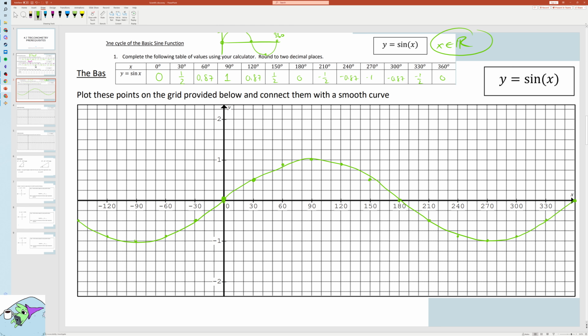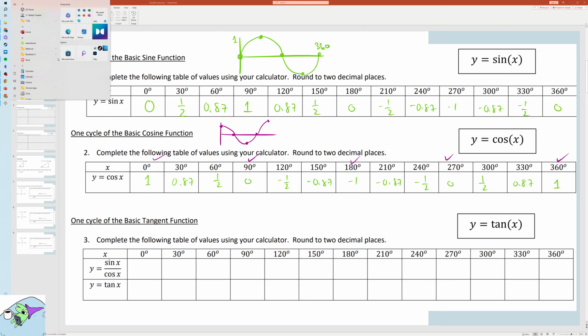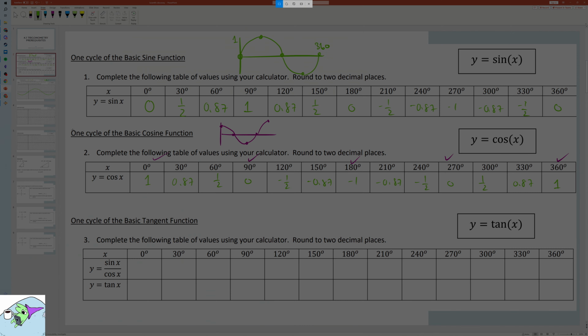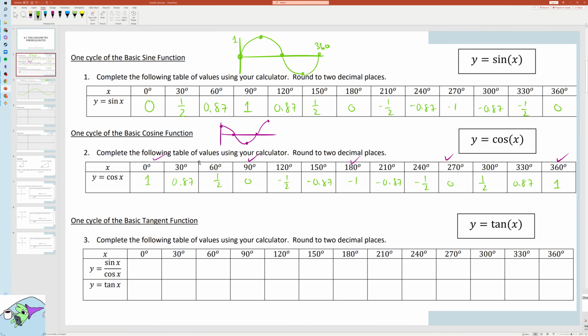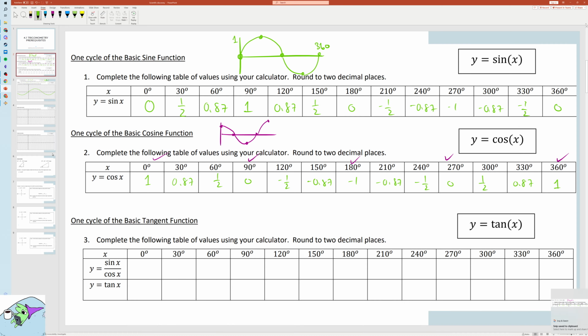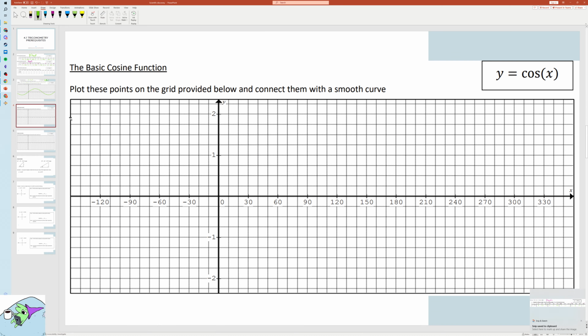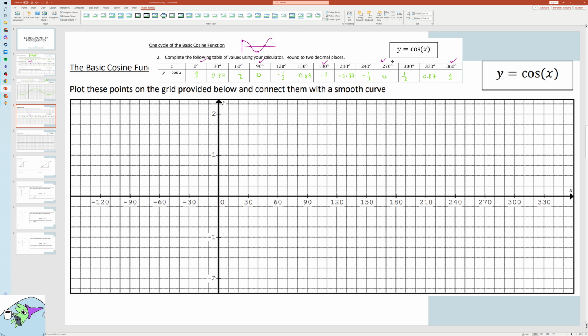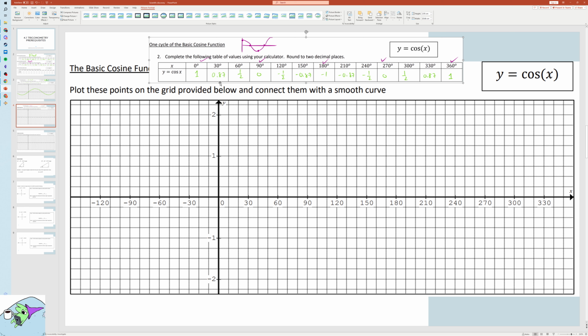Okay, we're going to rinse and repeat. We're going to grab the table for cosine, and we're going to paste it over here. We're going to draw the graph for cosine this time. And revisit an old friend here. Okay, pause the video, give it a try.